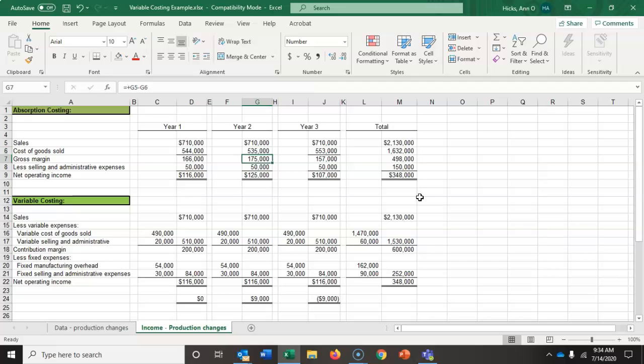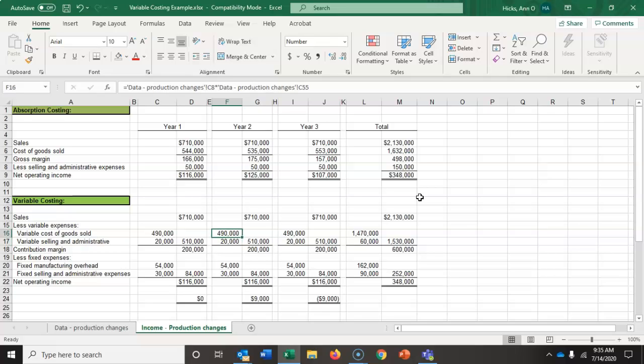We subtract that from the $710,000 in sales to give us gross margin of $175,000. Selling and admin haven't changed. They won't change in this scenario from one year to the next because sales haven't changed. That leaves us with net operating income of $125,000. Now let's look at variable costing. Sales are $710,000.